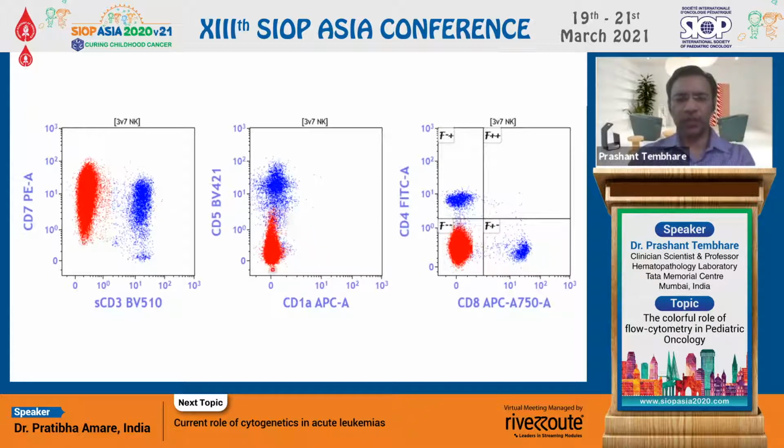The cells falling onto the left lower corner are negative. The cells moving towards 10⁻⁴ or 10⁻² of the cycles are positive. So here CD5 is negative in the blast, and CD1A is also negative. Even CD4 and CD8 are negative, so both markers are negative.